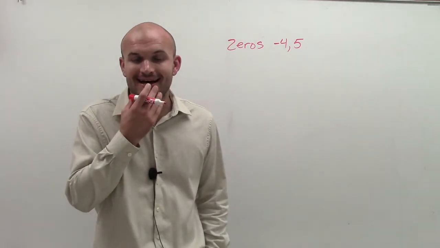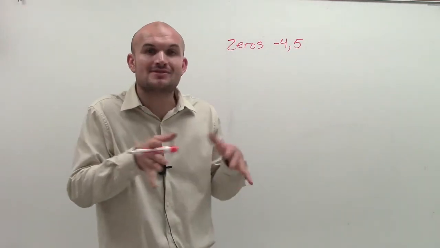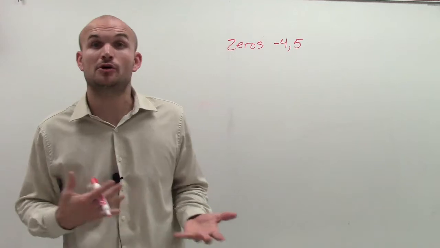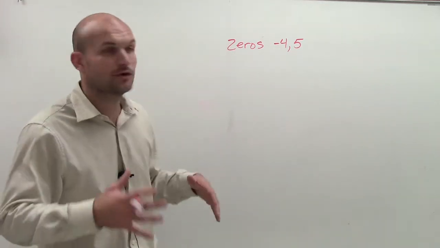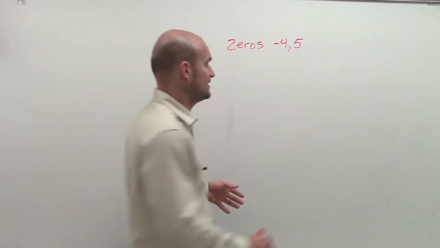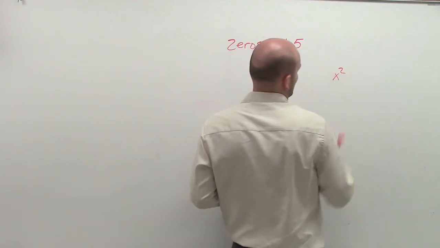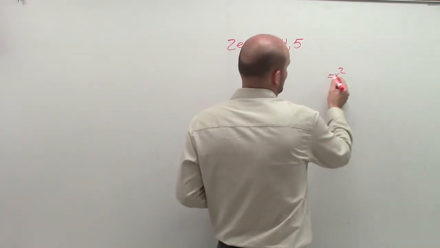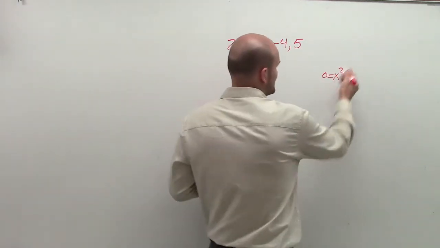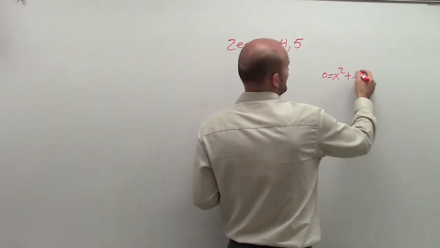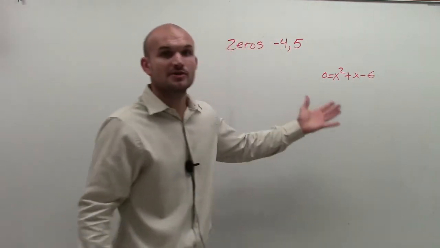Welcome. So what we talked about previously is how zeros, factors, and polynomials are related. Let me go through a quick little crash course so you have that again. Let's take a look at a polynomial here. Let's say our polynomial is going to equal 0. So let's say x squared plus x minus 6. All right? So there's your polynomial.